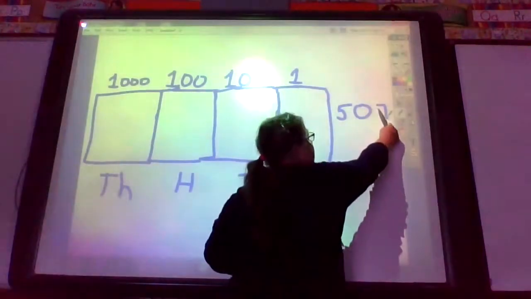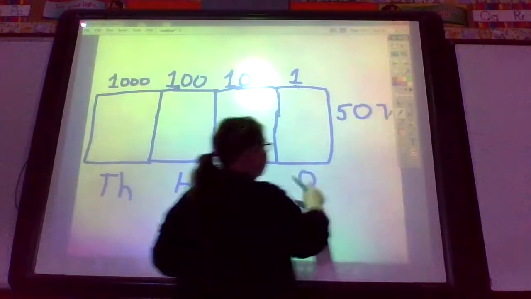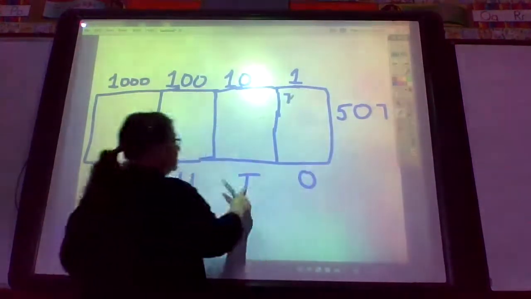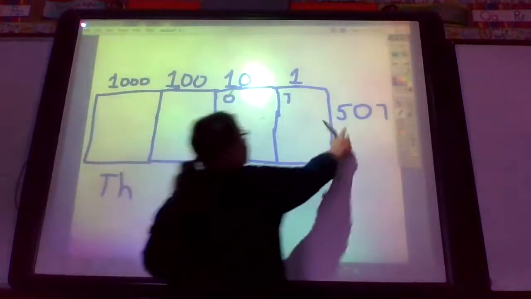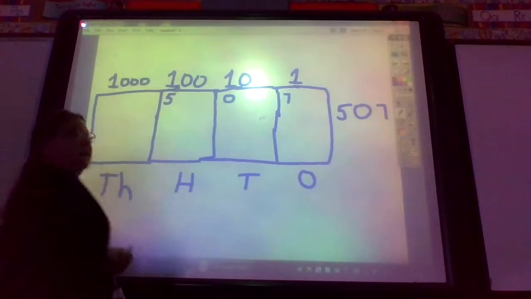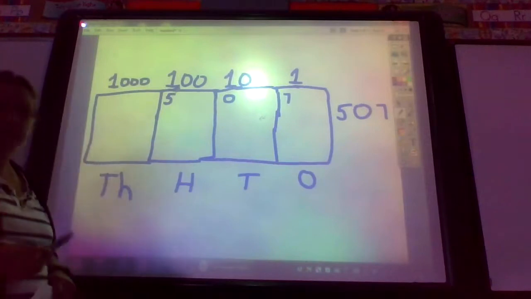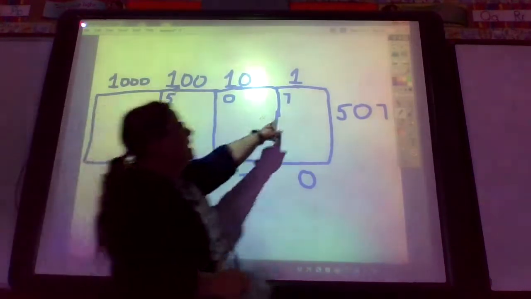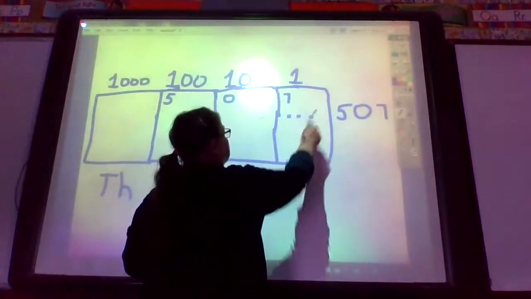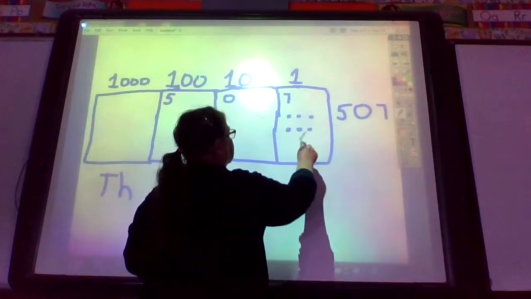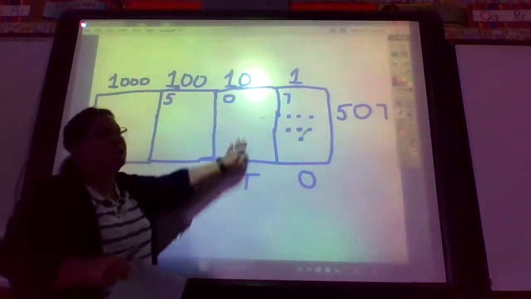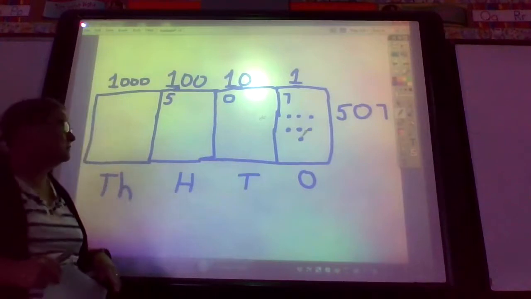I start at the end. Here's my ones. 7 ones. 0 tens. 5 hundreds. Now I can draw my pictures. I have 7 ones, so I can do my 7 dots. 1, 2, 3, 4, 5, 6, and 7. I have 0 tens. I'm not going to put anything there.